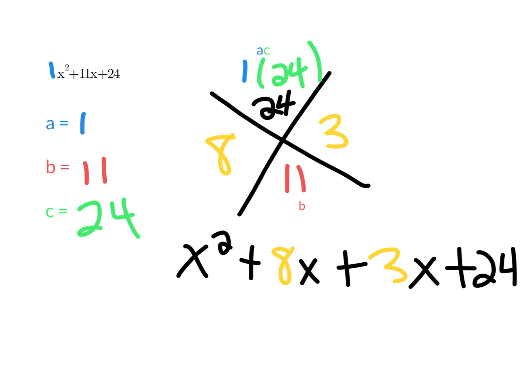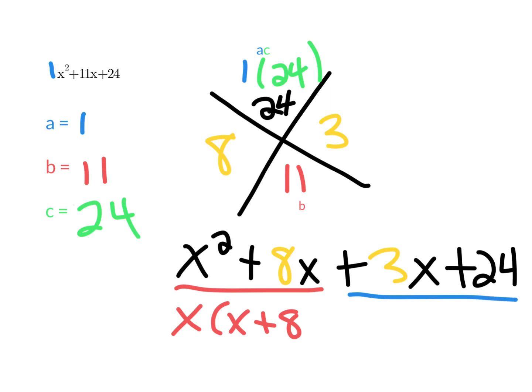So I'm going to group together my first pair of terms. My common factor between x squared and 8x is x, so I'm going to pull that out, and I'll have x times the quantity x plus 8. Then I group together my second 2 terms. The common factor between 3x and 24 is 3, so I'm going to pull out a positive 3, and that leaves me with 3 times the quantity x plus 8.